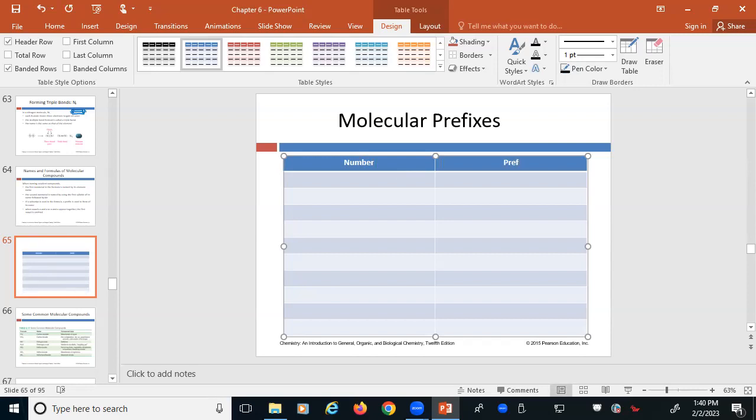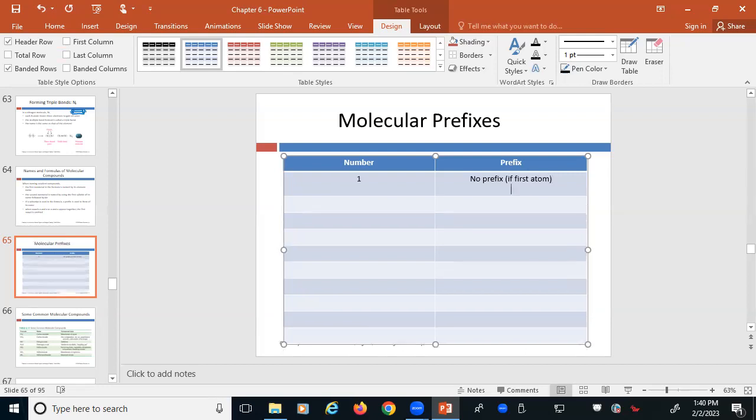All right. So if I have one of something, it's going to fall into one of two categories. If it's the first atom in the molecule, it's not going to have a prefix at all. We'll assume that the one is implied there. If we're dealing with the second atom, the prefix for the number one is mono.